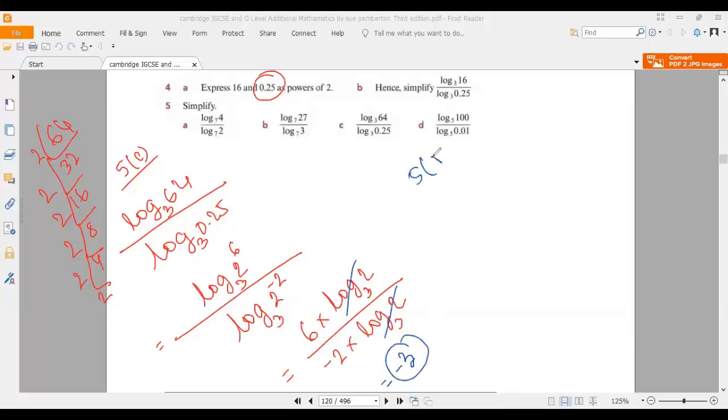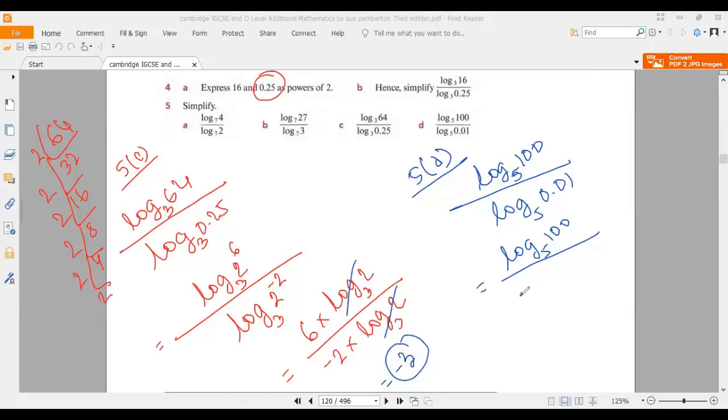Now 5D. 5D says log base 5 of 100 divided by log base 5 of 0.01. Now, log base 5 of 100 and log base 5 of 0.01. So we need to simplify this. Look at this. 0.01 can be written as 1 by 100.